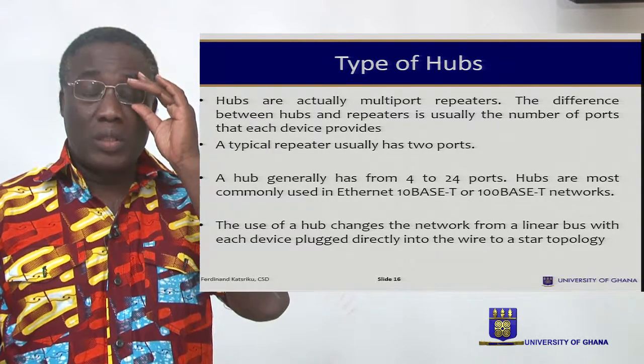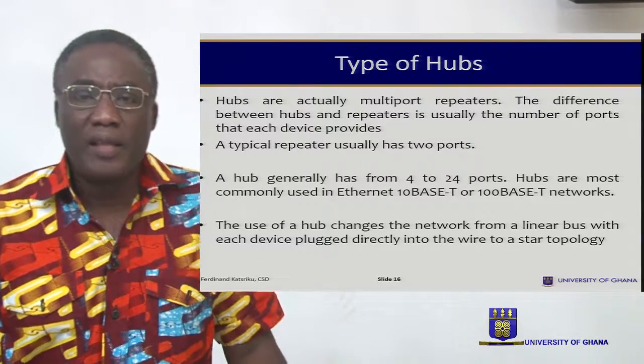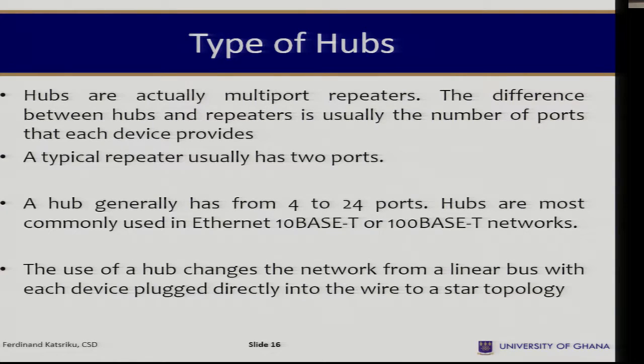Hubs are actually multi-port repeaters. The difference between hubs and repeaters is usually the number of ports that each device provides. A typical repeater has only 2 ports. A hub, however, will have from 4 to 24 ports. Hubs are most commonly used for Ethernet 10-base-T or 100-base-T networks.